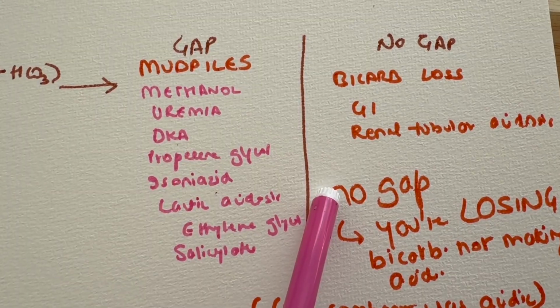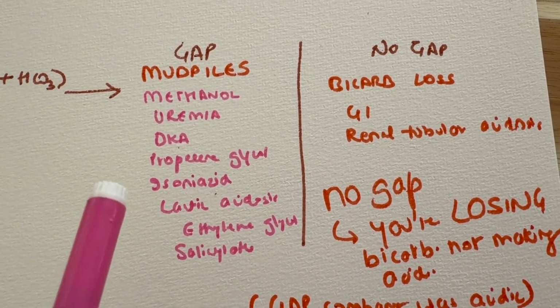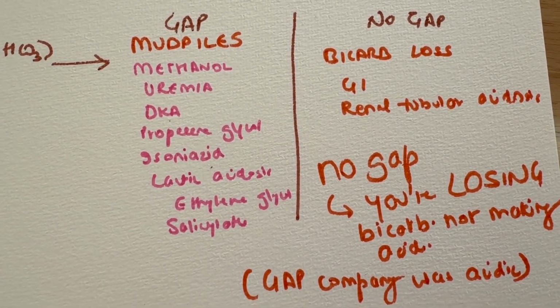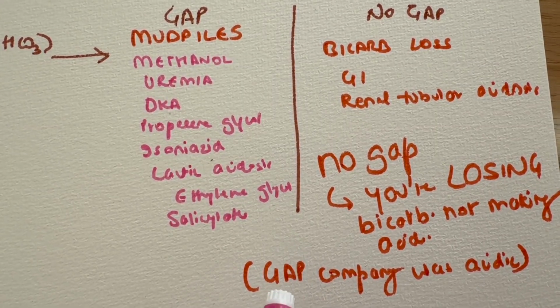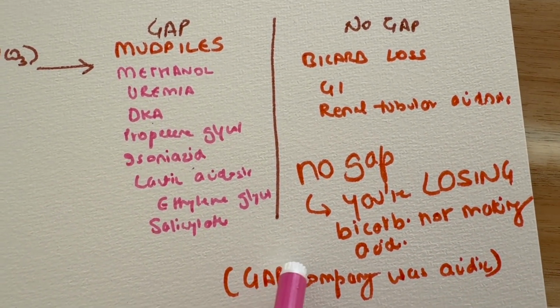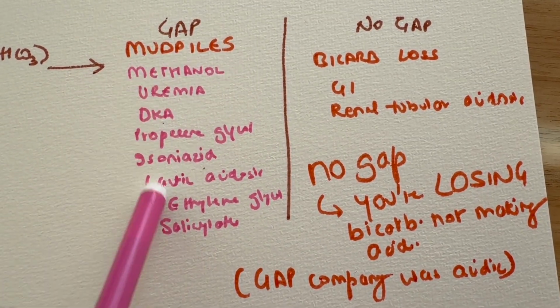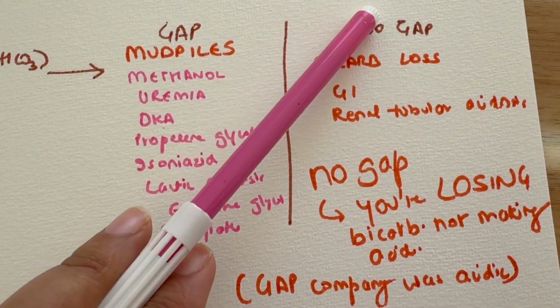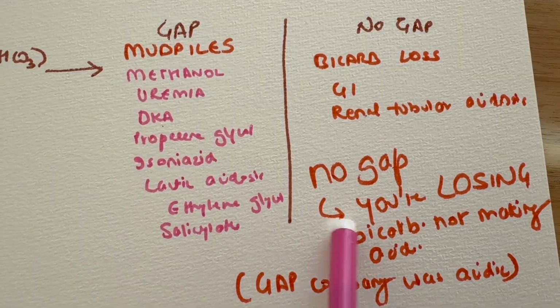So no gap, you're losing bicarb, not making acid. You need to remember there was this clothing company called Gap, and apparently they had a lot of hate recently, so a lot of acid was thrown at them. So you can always think gap means acid problem. No gap is you're losing bicarb.